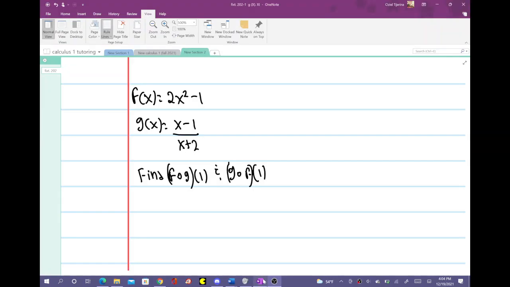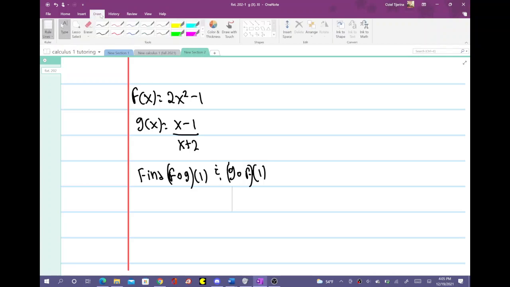Okay, so hello everyone. I wanted to look at this problem really quickly about how to do composition of functions. So we have f of x equals 2x squared minus 1 and g of x equals x minus 1 over x plus 2.